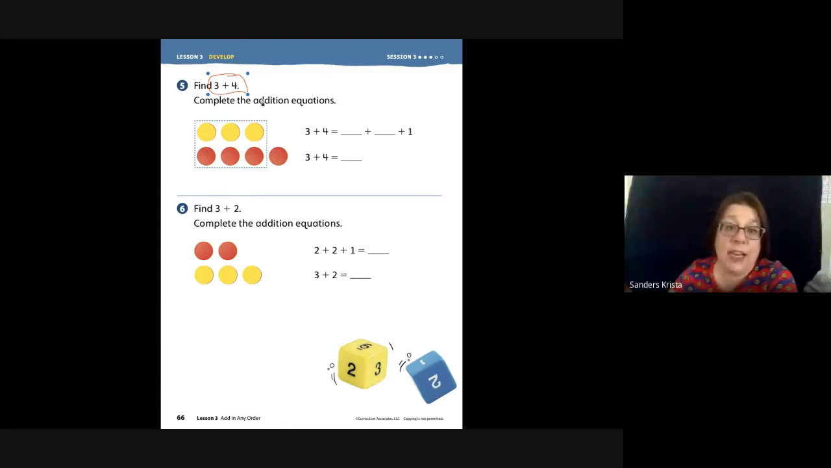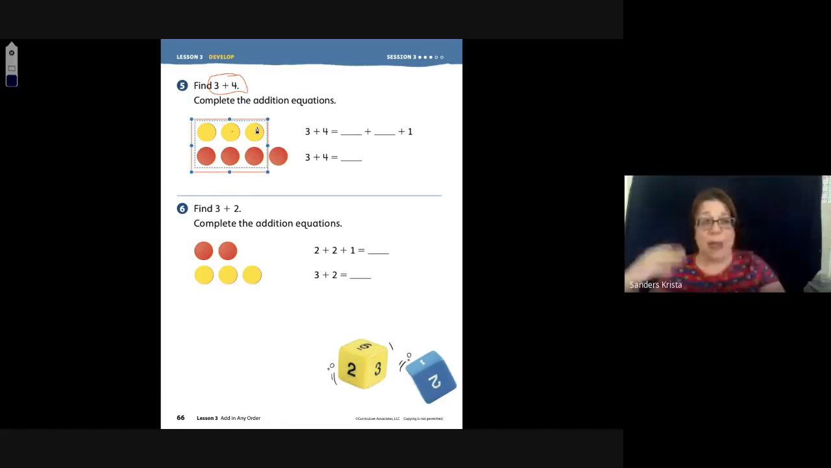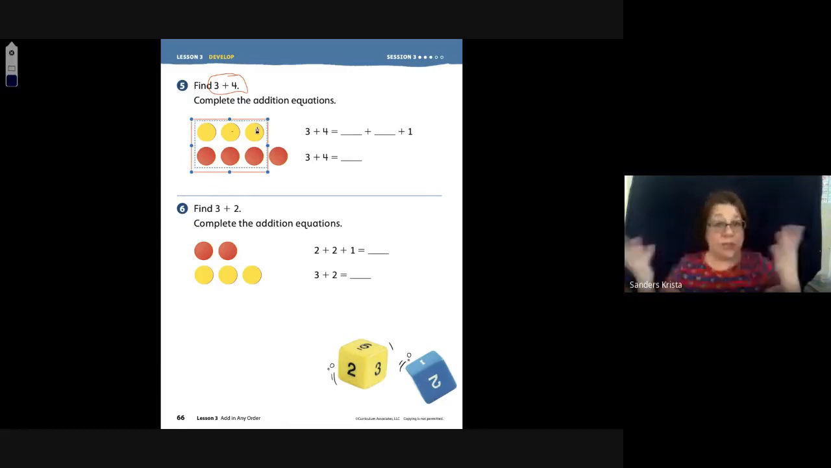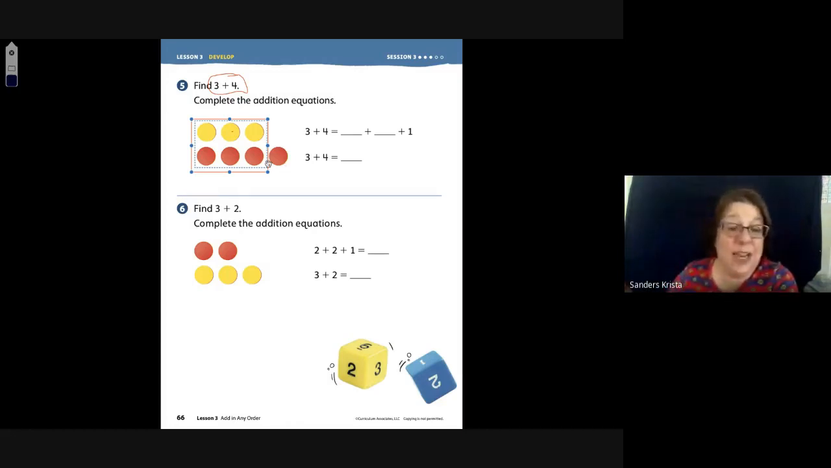Neighbor numbers, right? They're right next to each other on the number line. 1, 2, 3, 4. 3, 4. They're right next to each other. So they drew 3 dots. 1, 2, 3. And they drew 4 dots. 1, 2, 3, 4. When they did that, they put a box around the double, the ones that had the same amount in each group, right? So there was 3 for the first. That means that 3 has to be included into the 4, right? 3, 4.